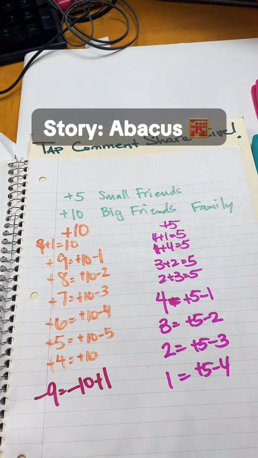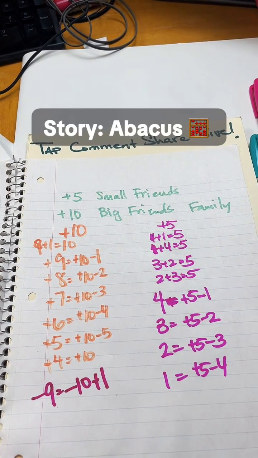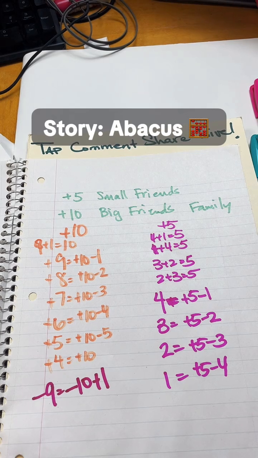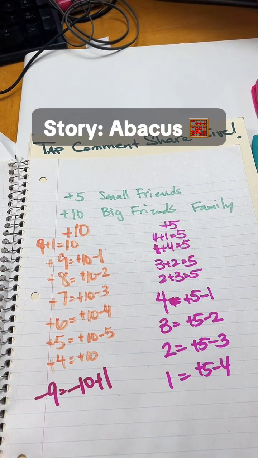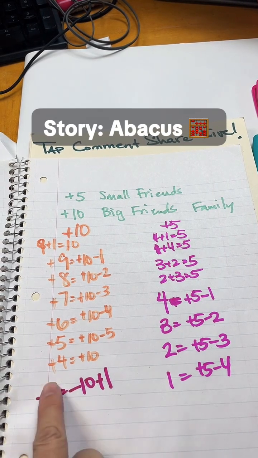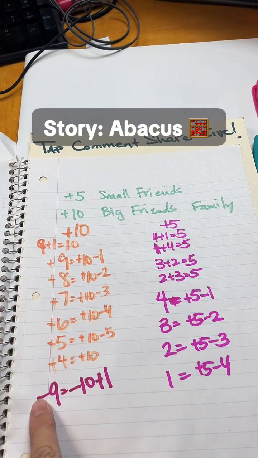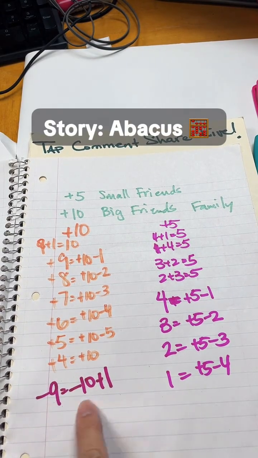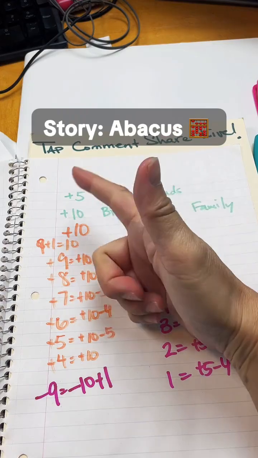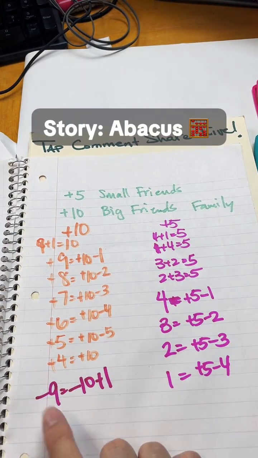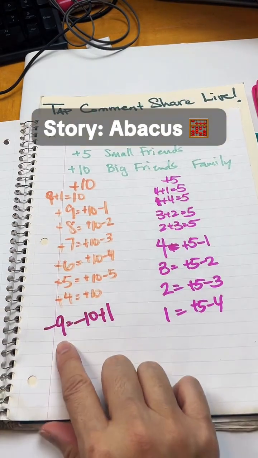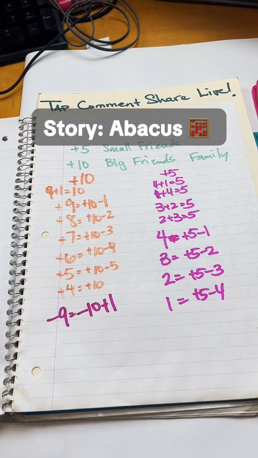I remember I was trying to show this to one of my friends, and she's a preschool teacher. She was like, why do you have the symbols in the front? We have the signs in the front so we know what we're trying to do. So we're adding the bead or taking away the bead. This is a reminder of what we're trying to do.